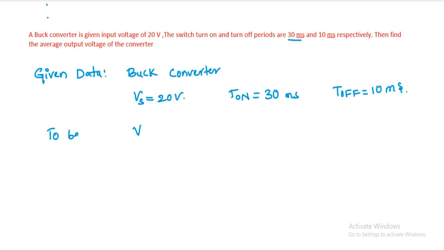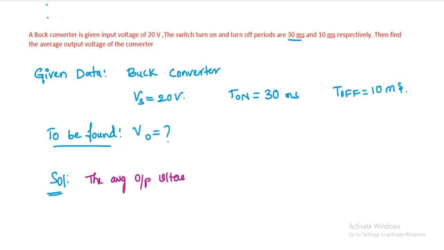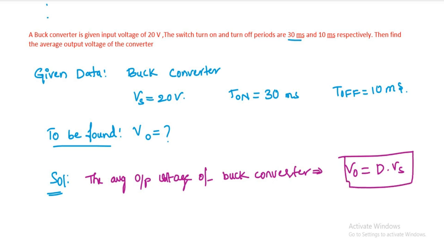We need to find the output voltage of the buck converter. What is the expression for the average output voltage of a buck converter, or step down chopper? V0 equals duty cycle into supply voltage. This is the expression we derived in the earlier class. We have the supply voltage, but we need to find the duty ratio here.